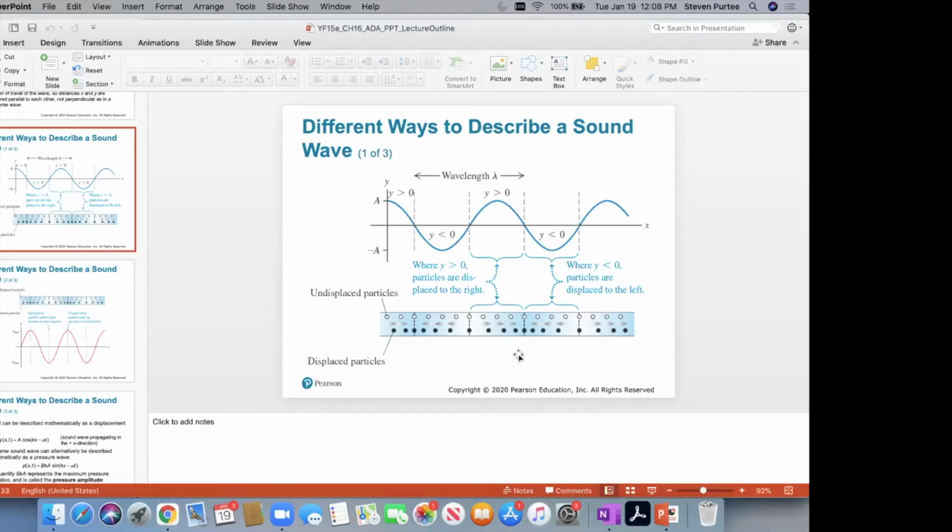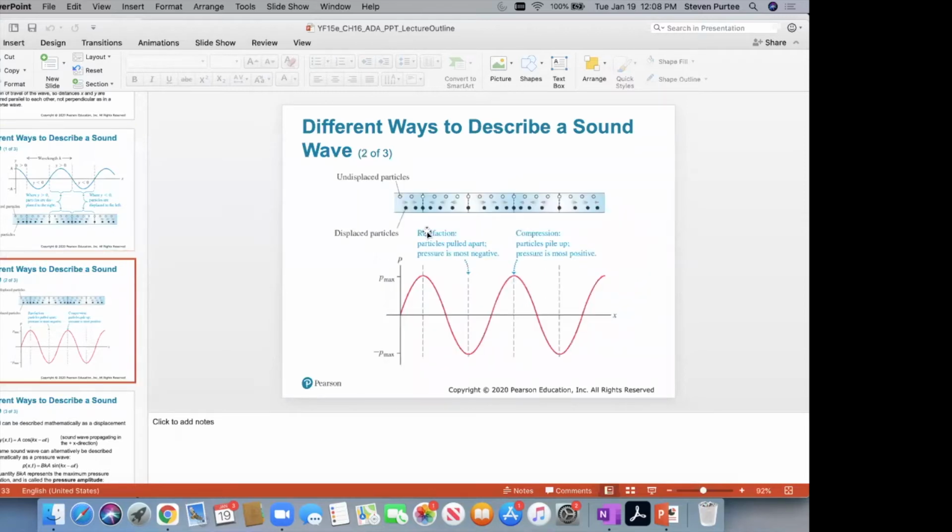Areas of high pressure correspond with our peaks if we think of a sinusoidal wave, and areas of low pressure correspond to our troughs. So like here, air molecules bouncing back and forth. Here's a crest, here's a trough. And these are pressure waves.